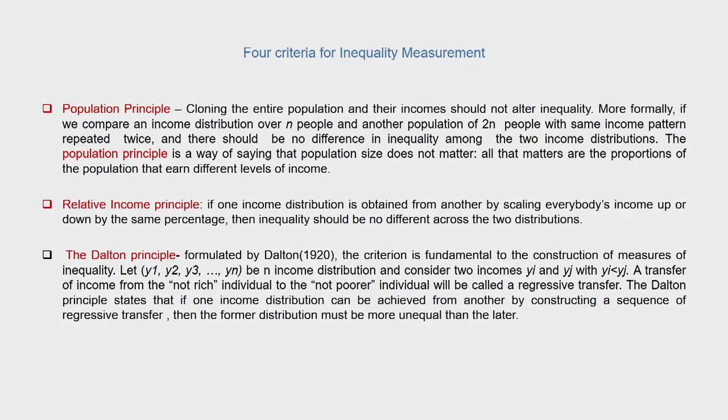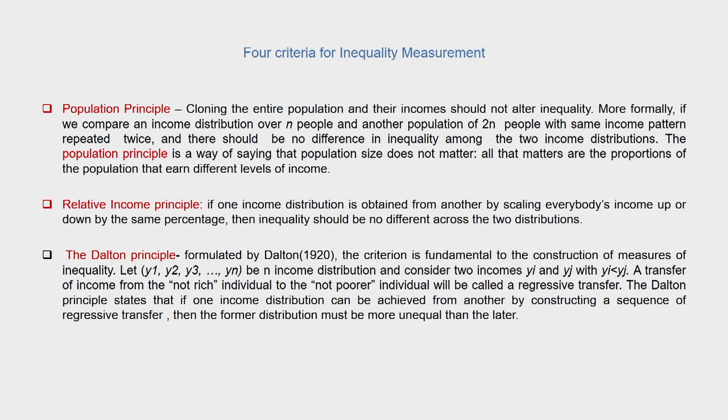The third principle was a relative income principle, which said that if one income distribution is obtained from another by scaling everybody's income up or down by the same percentage, then inequality should be no different across the two distributions. The fourth principle was the Dalton principle, which was formulated by Dalton in 1920, and this criterion is fundamental to the construction of measures of inequality.